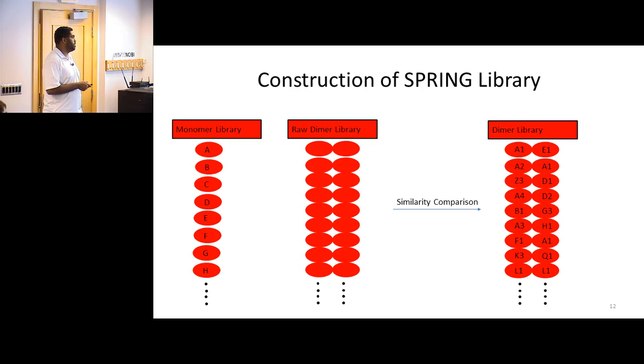Or actually, I'll do it this way. I'll take this one and compare it to all monomers in my monomer library, and I'll name it after the monomer that is most similar to it. This one is most similar to A, so I'll name it A1, and this one's most similar to Z3, so it gets a Z name. And so there's this naming convention which shows up next.